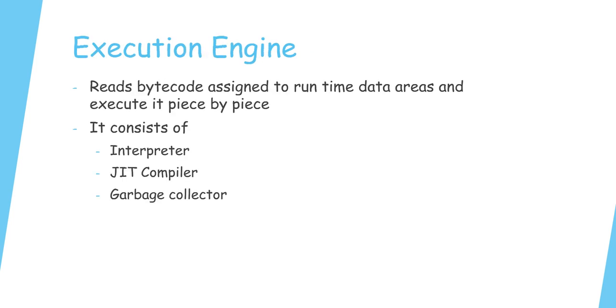The third subsystem of the JVM is execution engine. Execution engine is the core of JVM. Execution engine can communicate with various runtime data areas. The bytecode that is assigned to the runtime data areas via class loader is executed by execution engine. It consists of interpreter, JIT compiler, and garbage collector. Let's look at each of these components in detail.